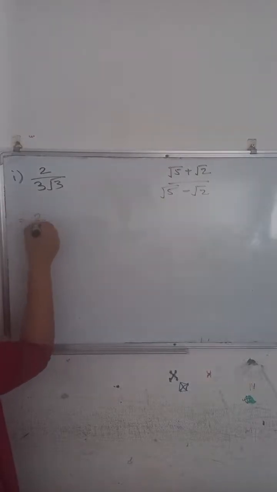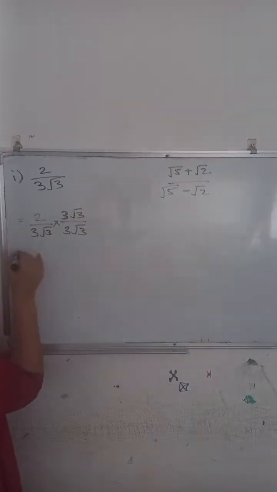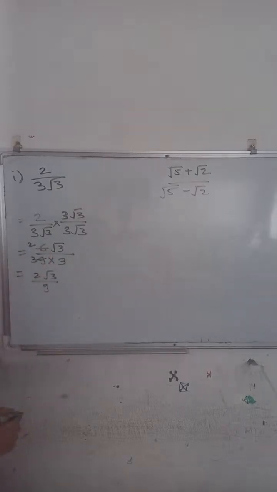So here I will write 2 divided by 3 root 3, into, I will multiply, 3 root 3 divided by 3 root 3. So here you can write 2 3s are 6, 6 into root 3, divided by 3 into 3 is 9, and root 3 into root 3 is nothing but 3. So 2 root 3 divided by 9. This is the answer. This is the rationalization.